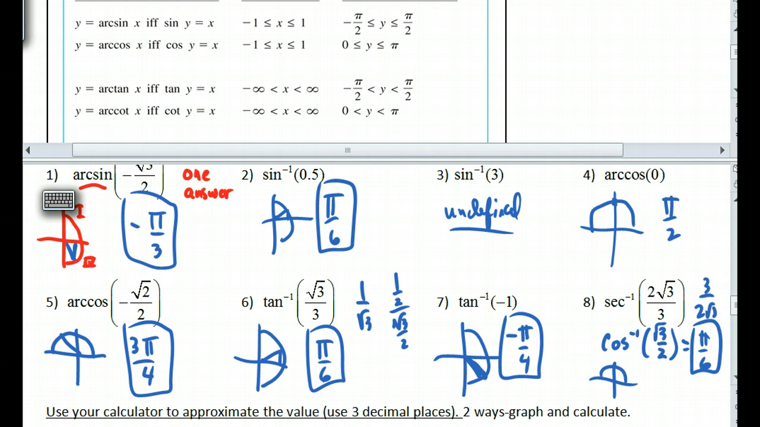Okay? So just remember to make sure that you are in the correct quadrant when you're doing these things. That's the biggest thing. And with the inverse sine and inverse tangent, you're going to be using the first or fourth quadrant because that corresponds with this.